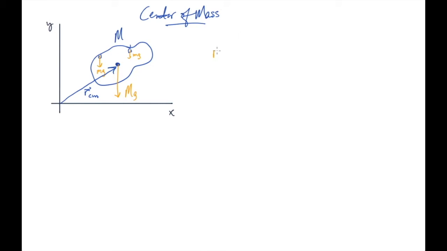Well, the definition of center of mass that gives us what we need is what's called the mass-weighted average position. So position of the center of mass is the sum of m_i r_i over the sum of m_i. Let's talk about what this means.